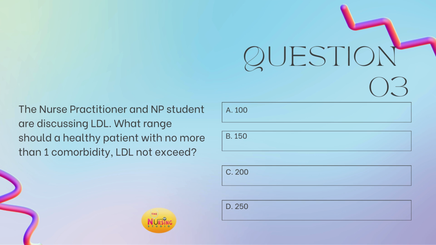Again, for testing purposes, not to exceed 100. Now, for people who have multiple comorbidities, especially with a heart history, we actually don't want the LDL to be greater than 70. So this is just a sidebar note. But for testing purposes, we do not want the LDL to exceed 100.